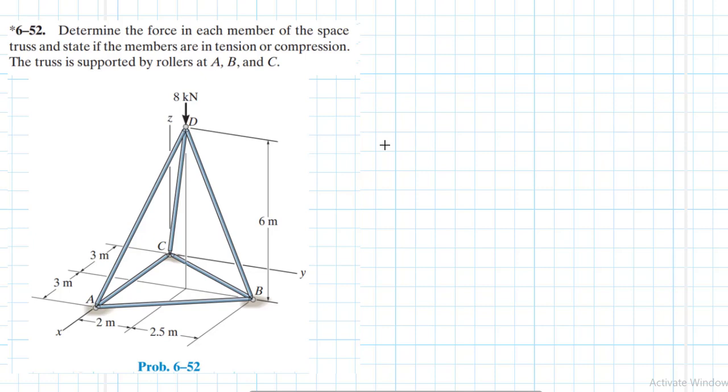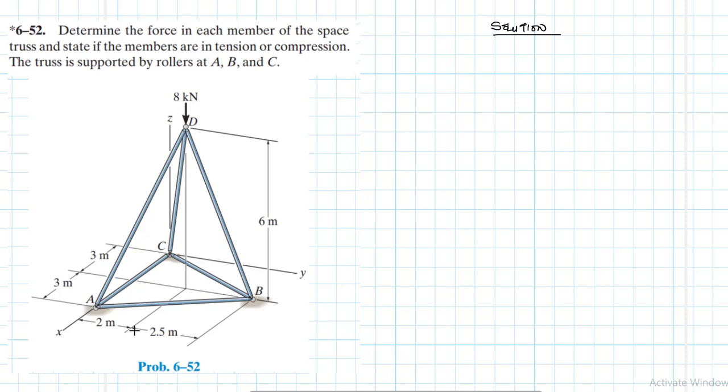We're going to be solving this engineering mechanics problem, and it reads: determine the force in each member of the space truss and state if the members are in tension or compression. The truss is supported by rollers at A and B as well as C. This problem is coming from the Engineering Mechanics: Statics textbook, 13th edition by R.C. Hibbeler. So we have a space truss, and let's examine the geometry and the loading for this space truss.